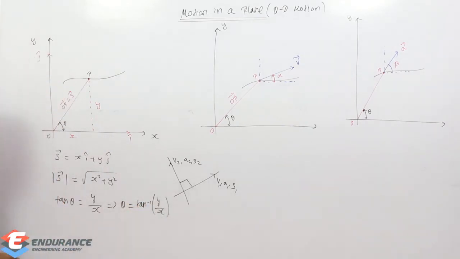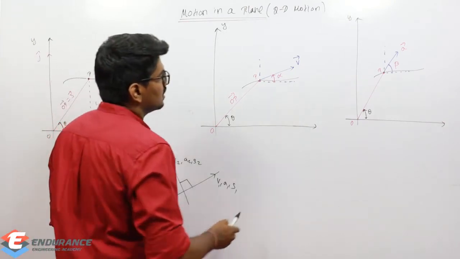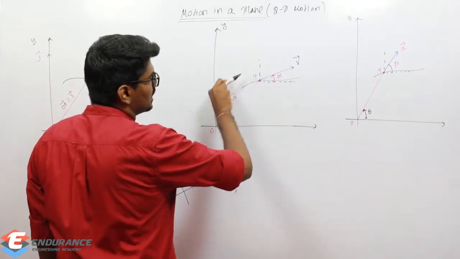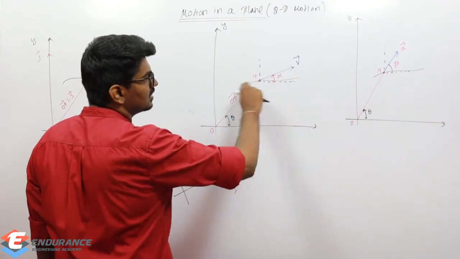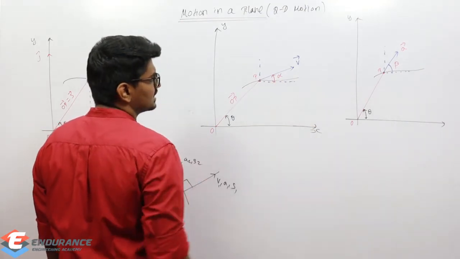Now, coming to that point, here we will take the velocity as oriented at an angle alpha with respect to the horizontal axis. Here the horizontal axis is again x only.